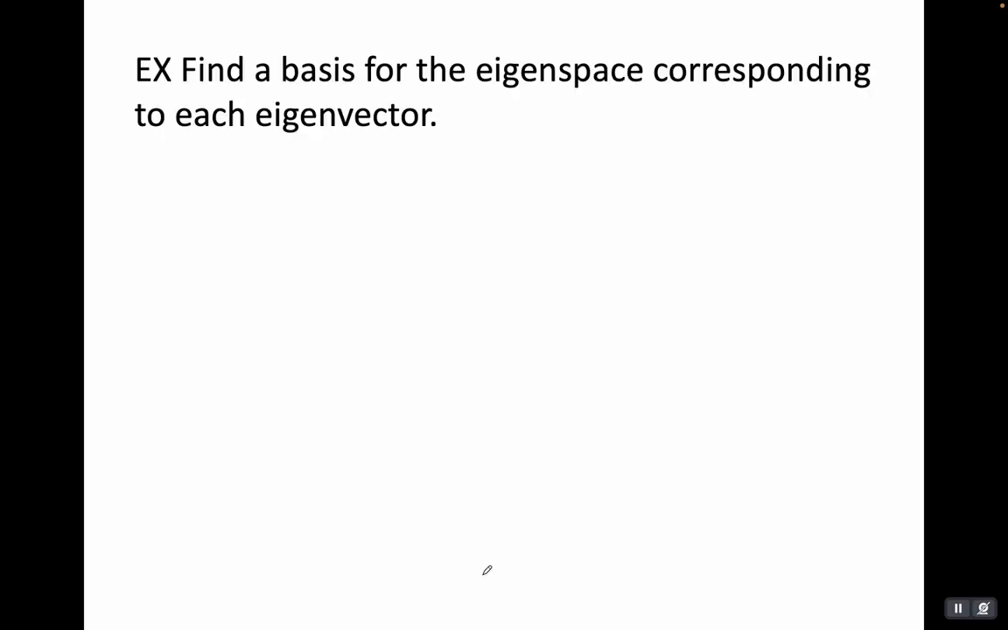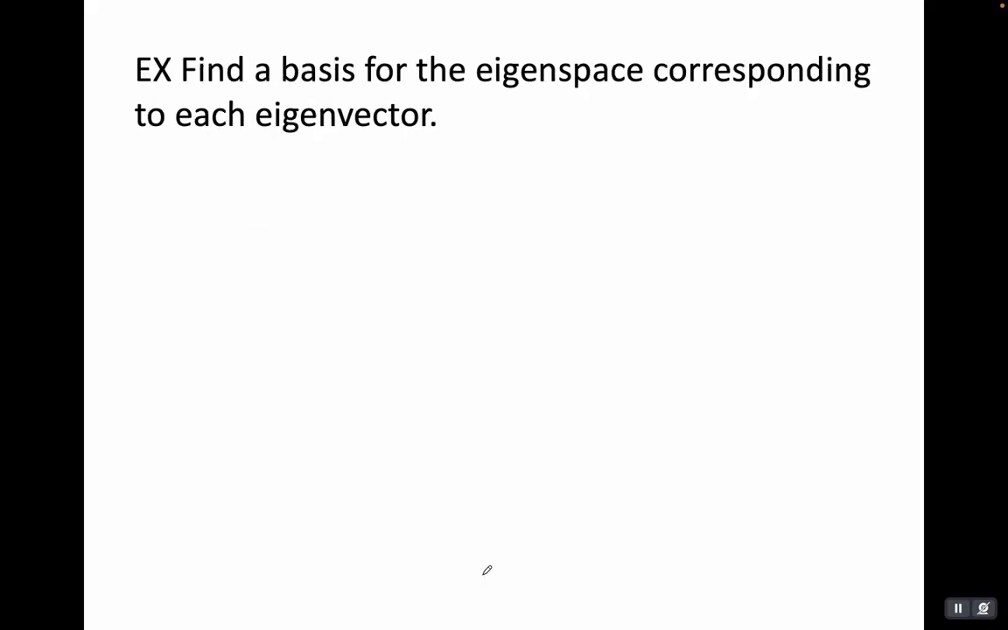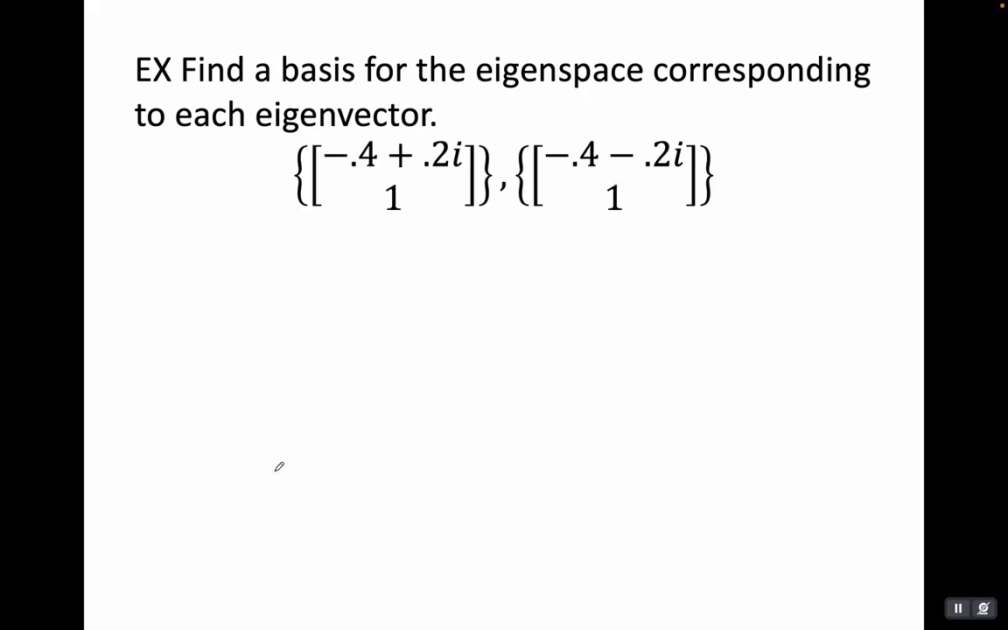Find a basis for the eigenspace corresponding to each eigenvalue. Ooh, eigenspace. What is that? The eigenspace for an eigenvalue is the span of the eigenvectors for the eigenvalue. It's the set of linear combinations of the eigenvectors for that eigenvalue. So let's find a basis for the eigenspace corresponding to each eigenvalue. And that's what we end up with.